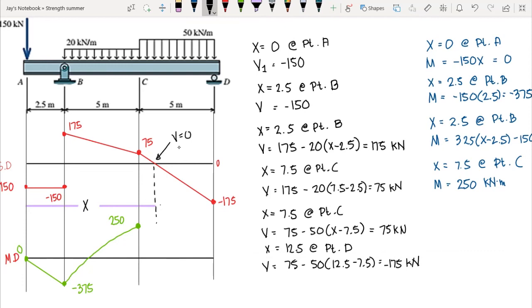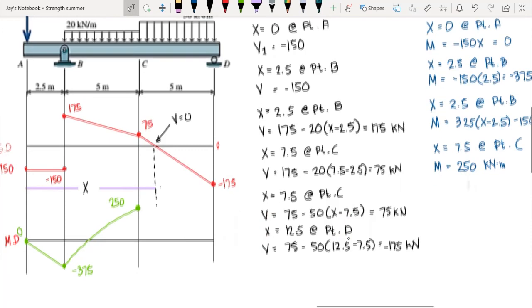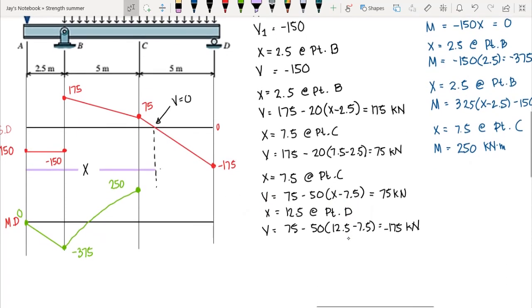So what is the equation that we will be using in this case? Now take note, our internal shear is within C to D. So therefore, we need to use the shear equation for C to D, and this equation is this one: 75 minus 50 times x minus 7.5. Now, how are we going to compute for the x? We set this equation at the point when shear is equal to 0, so we will be computing for our x.